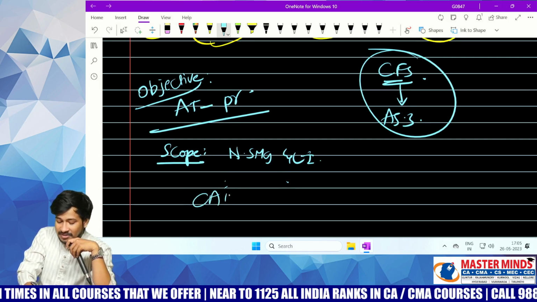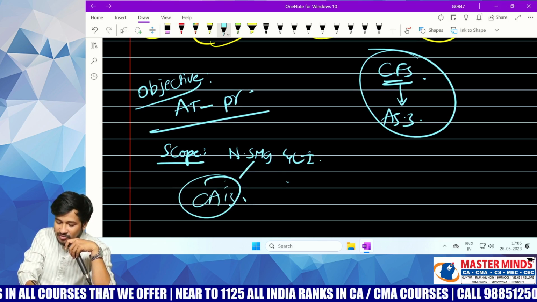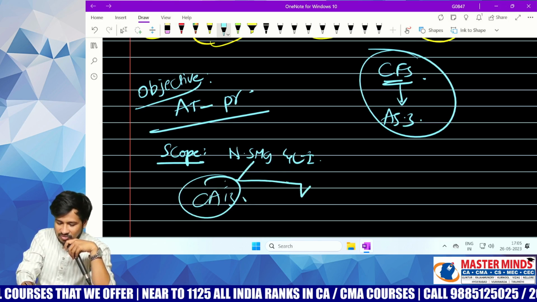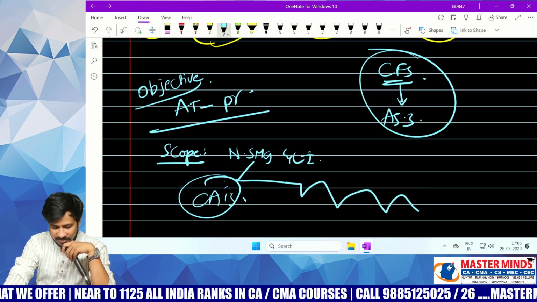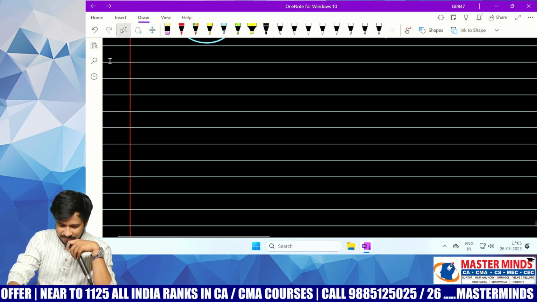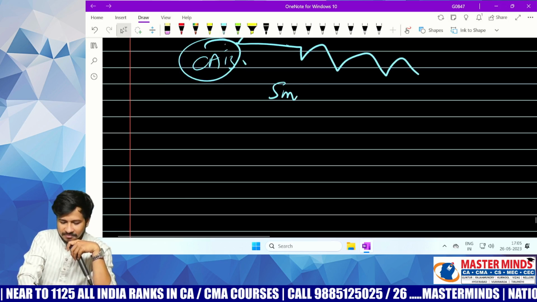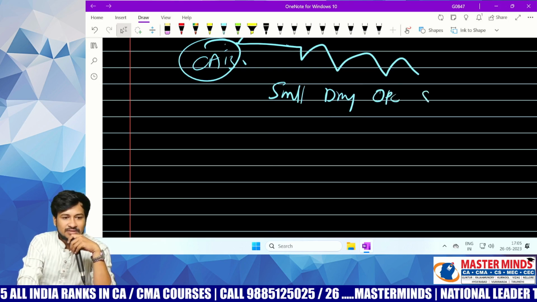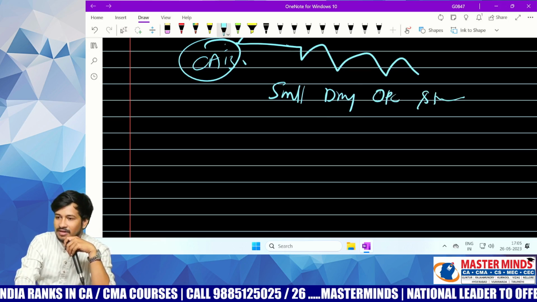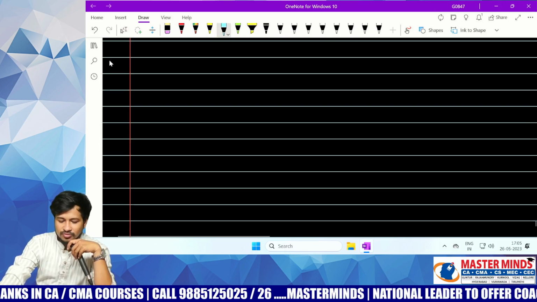As per the Companies Act 2013, even though it is non-SMC, to the following 4 companies it is exempted. What are those 4 companies? Small company, dormant company, one-person company, startup private company. Clear? So let us go through the definitions.